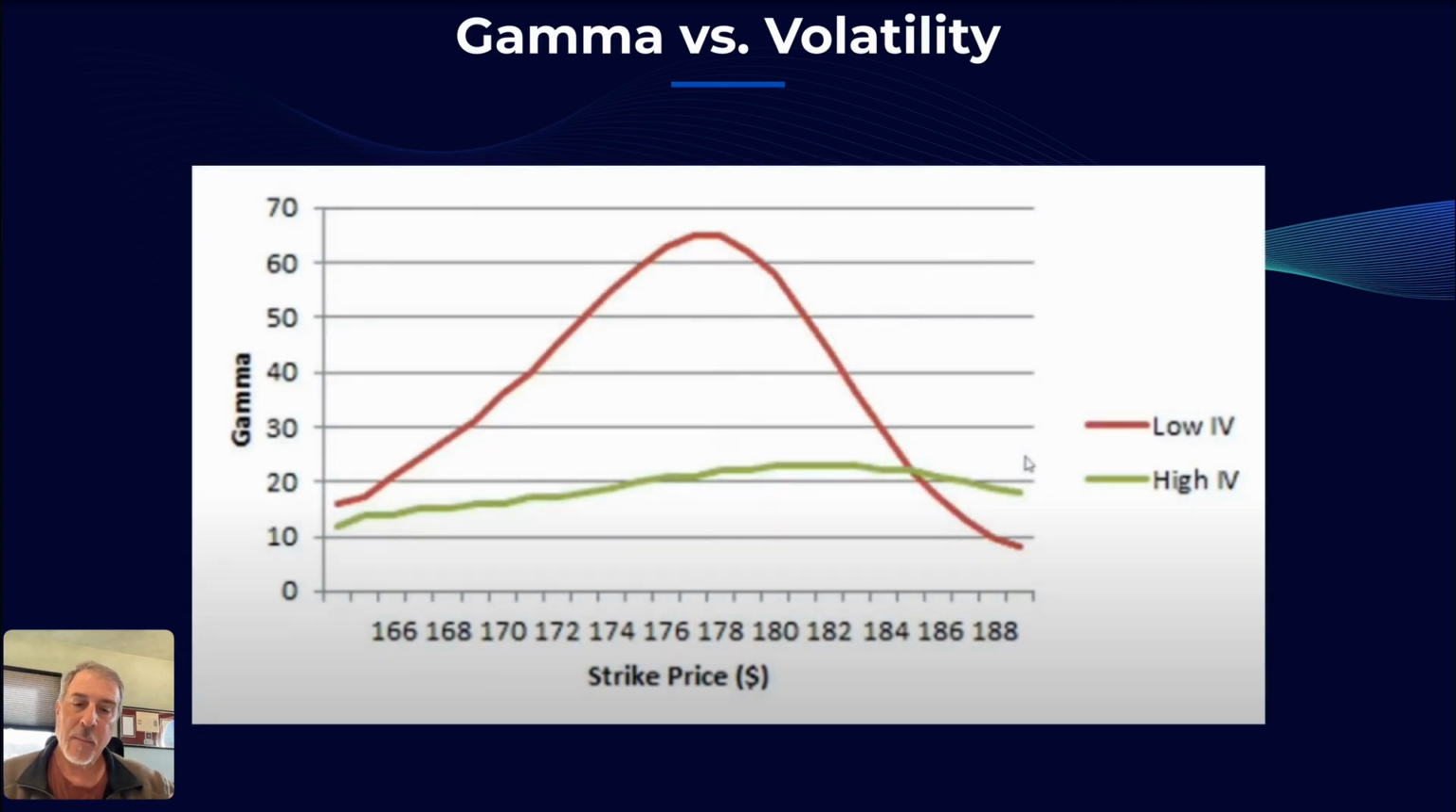Now, gamma as it relates to volatility. If volatility is low, gamma is going to be higher. Gamma is going to change faster in a low IV environment than it is in a high IV environment.